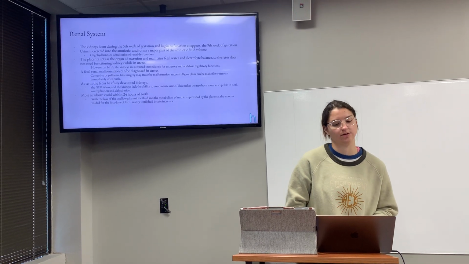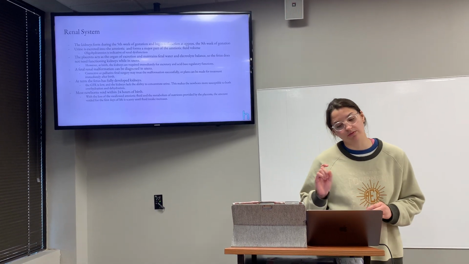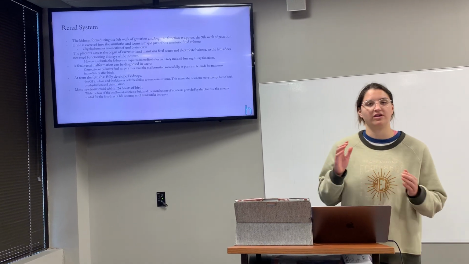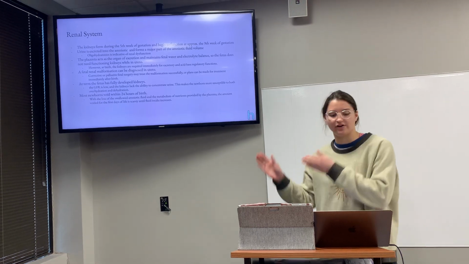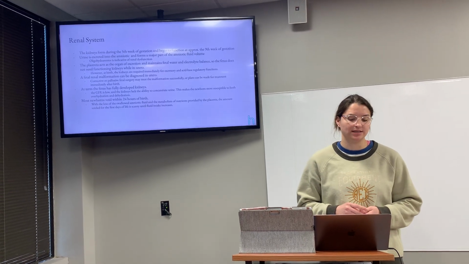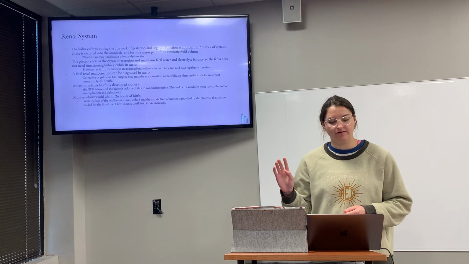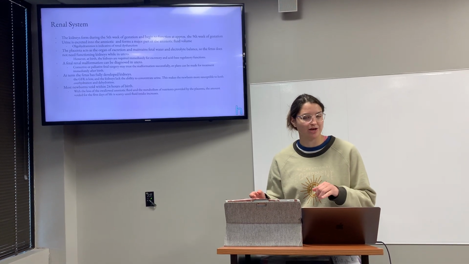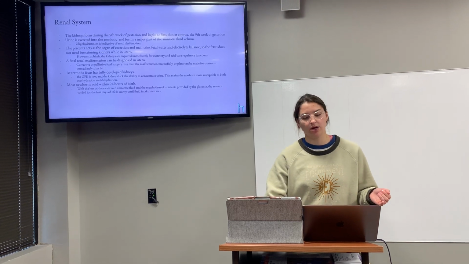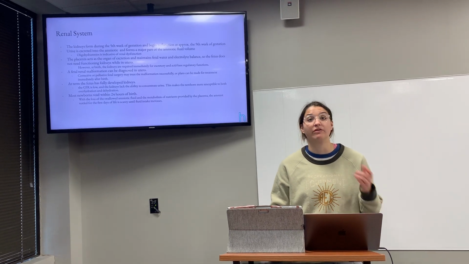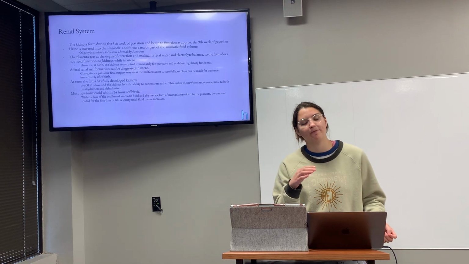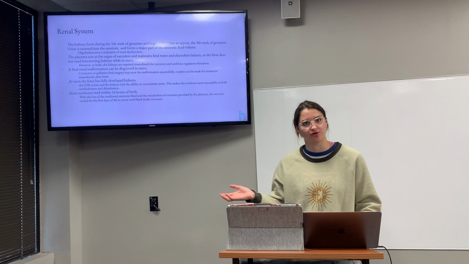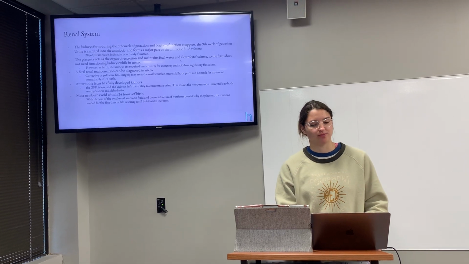Next slide, renal system. So the kidneys form during the 5th week of gestation and begin to function at approximately the 9th week. So think 5th week, kidneys form, 9th week, kidneys function. Urine is excreted into the amniotic fluid and forms a major part of the volume. So we learned about oligohydramnios, and that's lack of amniotic fluid. And so that's indicative of renal dysfunction, because if they don't have enough amniotic fluid, it's probably because urine is not being excreted, since it makes up a major part of it.